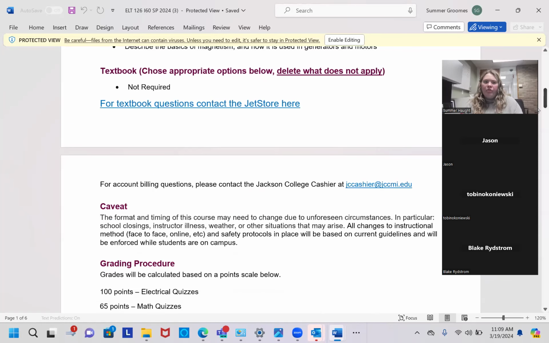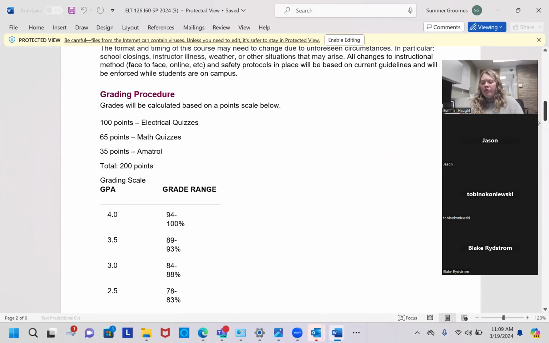You don't have to buy a textbook for this course. We have it linked in Canvas, so you don't have to worry about that. Grading procedure, again, works pretty similar to 120. The bulk majority of your grade comes from the electrical quizzes, 100 points. Math quizzes are 65 points, and then amateur modules are 35 points, which means that each amateur module is worth 5 points.